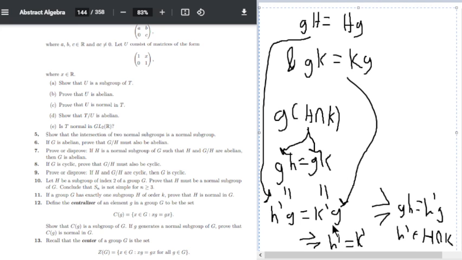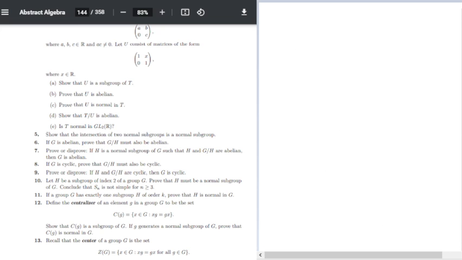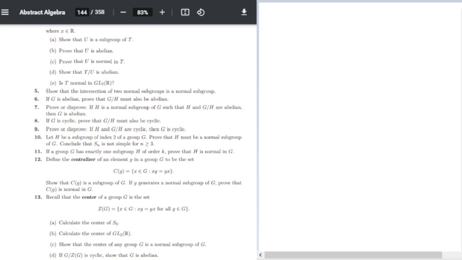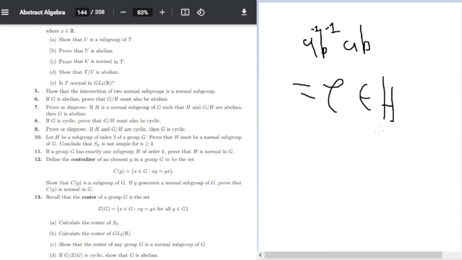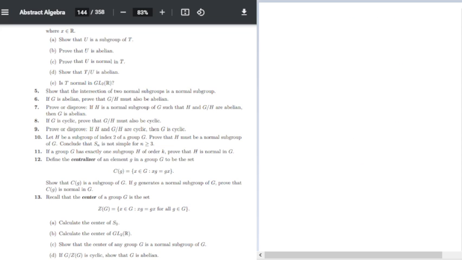All right, delete. All right, if G is abelian, prove that G over H must also be abelian. That just comes down to the fact that that commutator earlier, aba to the negative 1 b to the negative 1, is equal to the identity, which is in our subgroup, because the identity is always in the subgroup. So that argument previously, we don't even need to do any work besides that. It's just important to note that it was abelian in that case.